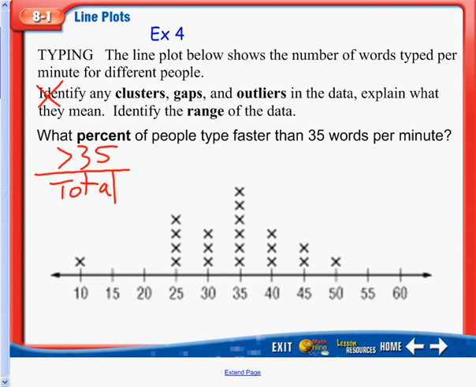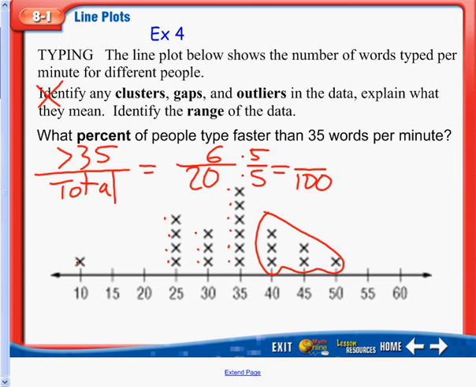Whole is going to be our total. In this case, greater than 35, I see 3 there, 4, 5, 6 over here. So I have 6 people type faster than 35. And then I see I've got 1, 2, 3, 4, 5, 6, 7, 8, 9, 10, 11, 12, 13, 14 others. So 14 plus 6 will give me 20 total people who did this typing test. So to find the percent, I'm actually going to multiply by 5 because 20 goes evenly into 100. So I'll have 30 over 100. And now I can just switch that right into a percent because any number over 100 equals that number as a percent. N over 100 equals n percent.